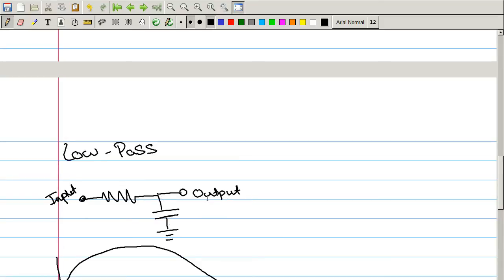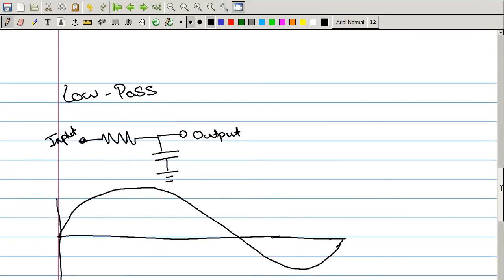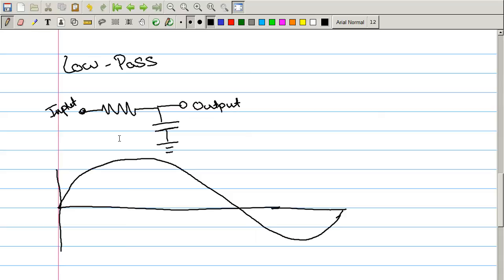Remember, current's lazy. So that's why a low pass passes a low frequency signal, because a lower frequency will fill up the capacitor and overflow into the output.